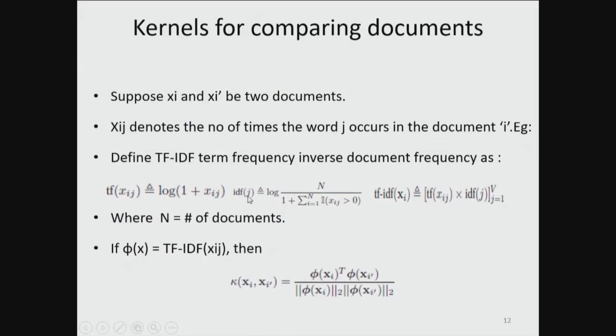Using that, we can calculate TF, term frequency. Using xij, we can have inverse document frequency. We take the product of these, which is TF-IDF, term frequency inverse document frequency, of that xi, and we define phi of xi as that value. Similarly, for the other argument x dash, we have phi of x dash. Take the kernel function of xi and xi dash as the dot product divided by the corresponding norms, and that is nothing but the kernel which is usually used for comparing documents.